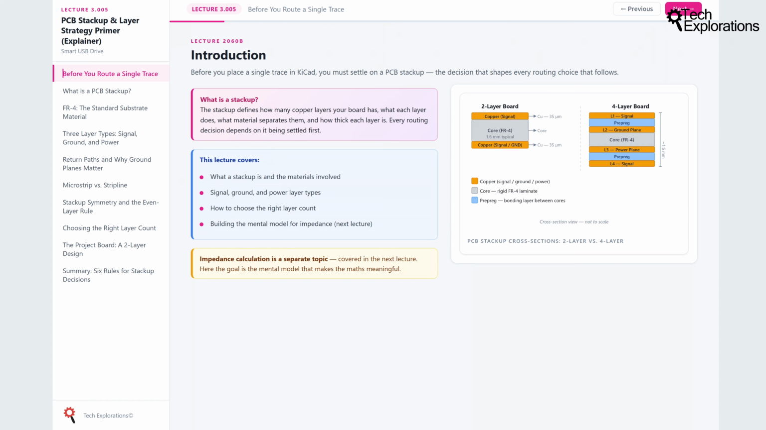This lecture is a conceptual primer. It covers what a stackup is, what the materials are, how different layer types behave, and how to choose the right layer count for a given design. Impedance calculation is a separate topic which I'll discuss in the next lecture. Here, the goal is to build the mental model that makes the maths meaningful when we get there.